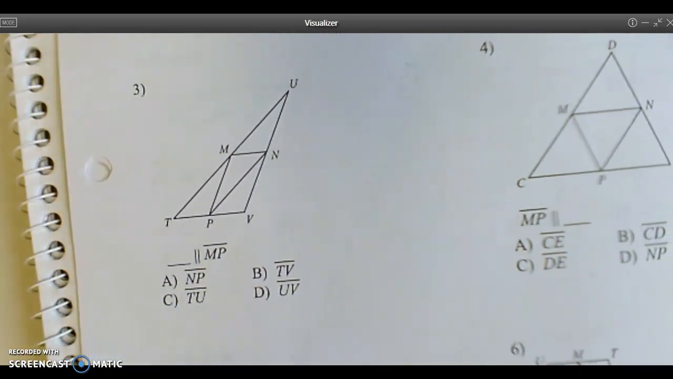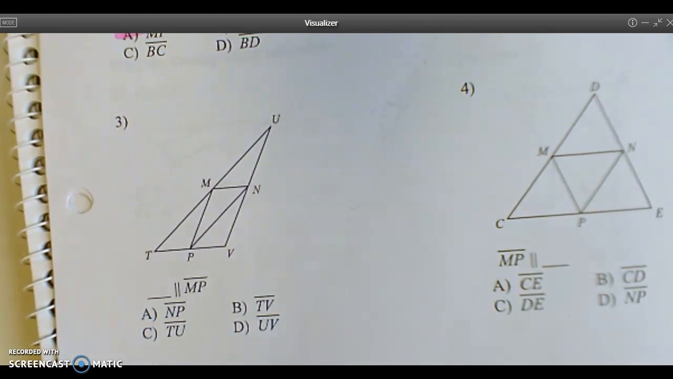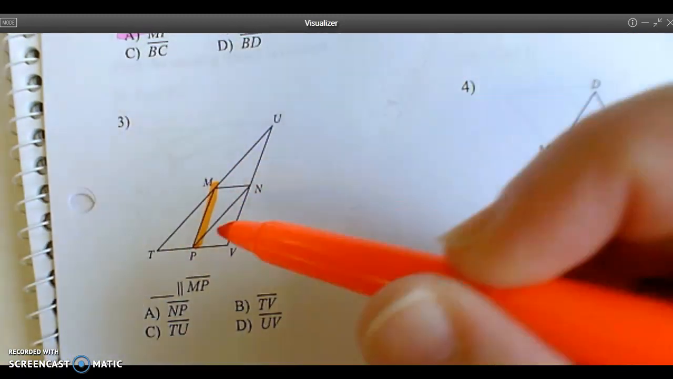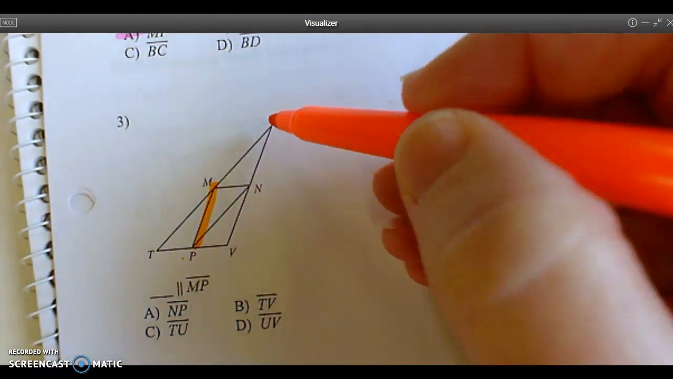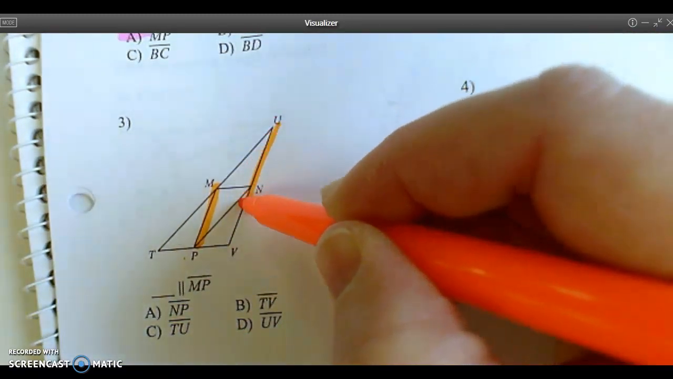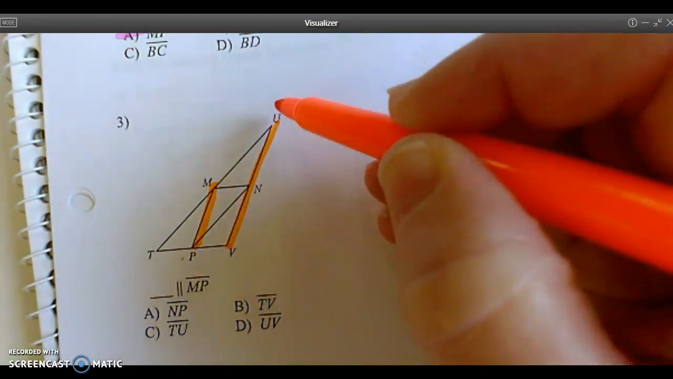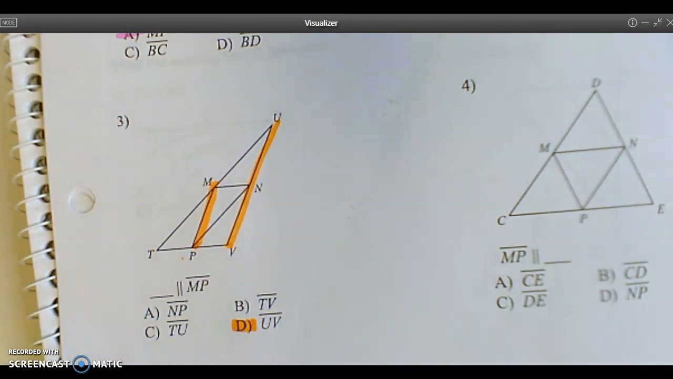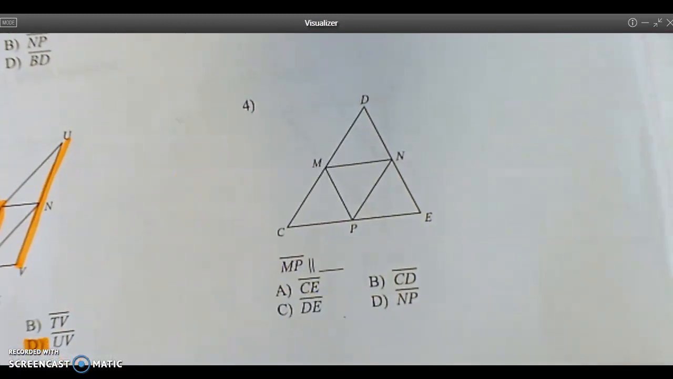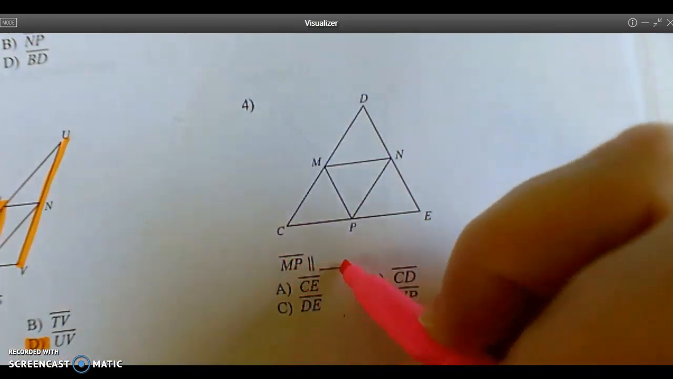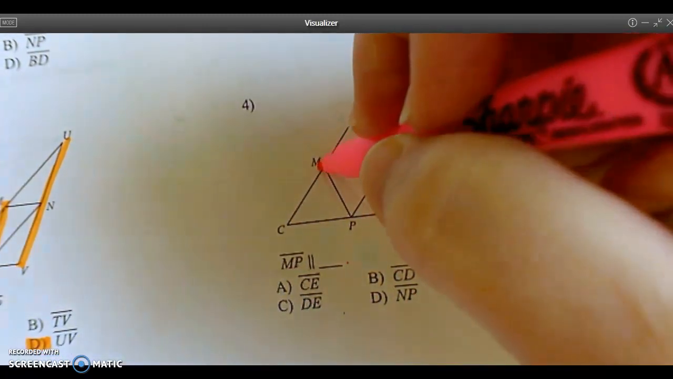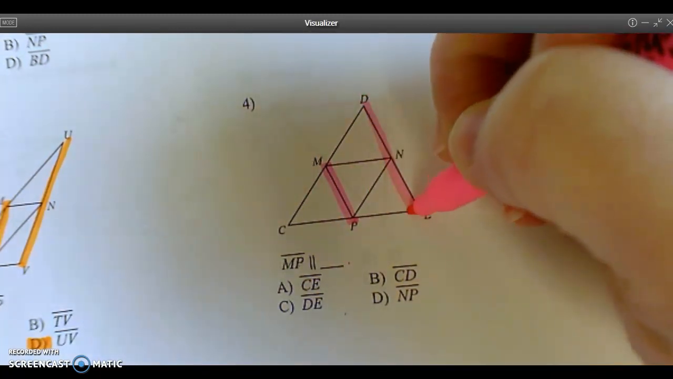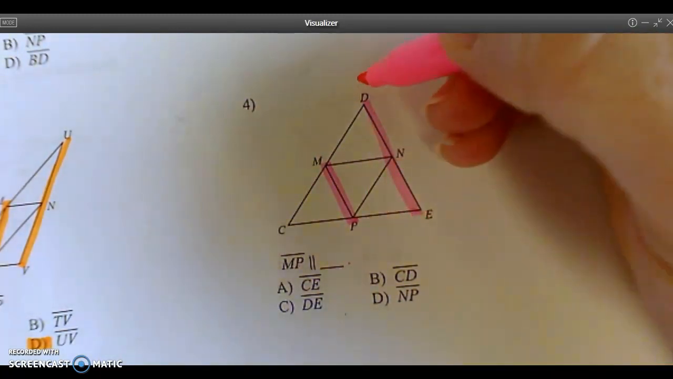Let's do a couple more. Number 3 says, what is parallel to MP? Well, here's MP. So the one that kind of looks like it, oh, it's this big one here. So that must be UV or VU. And then one more of this kind. It says MP is parallel to what? Okay, here's MP. So I'm finding the one that looks like it. So that's got to be this one, which is DE or ED.